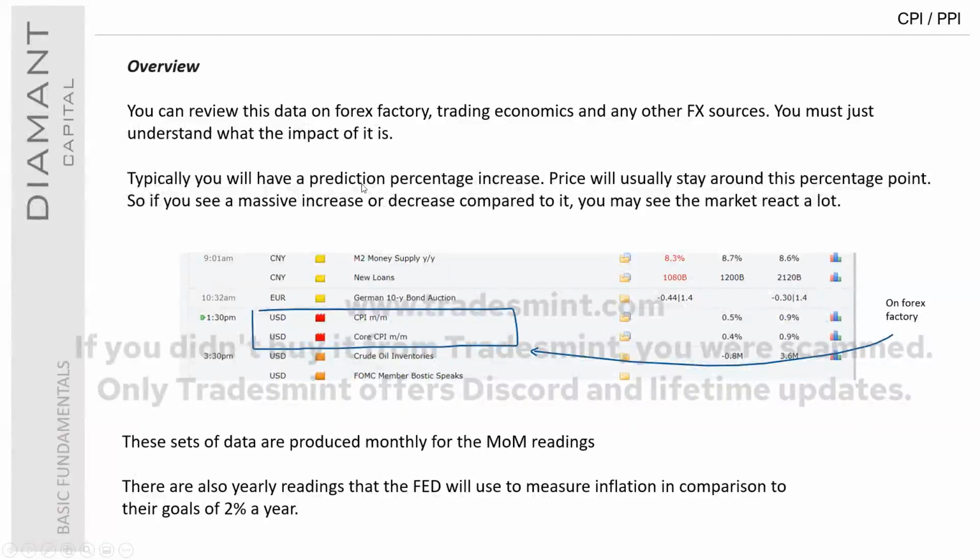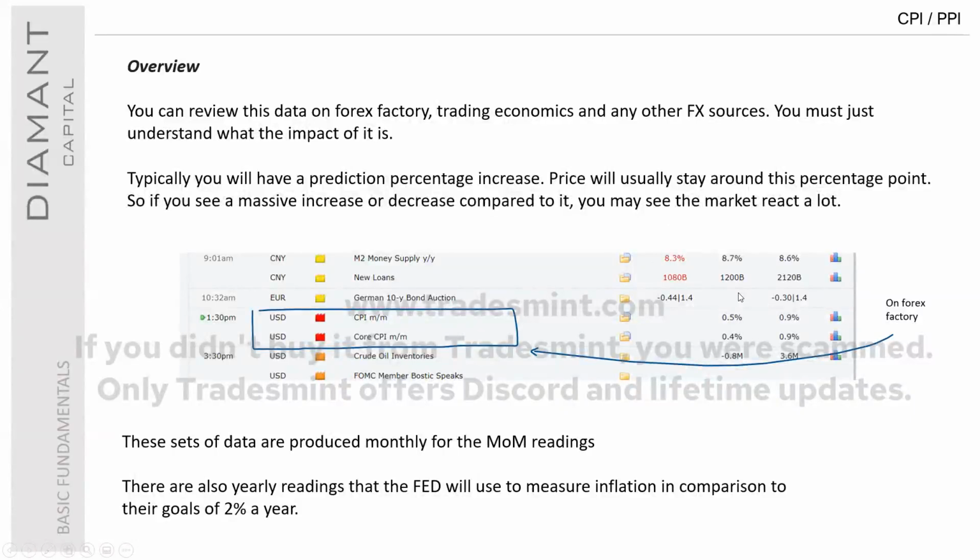Now, if 0.5% is the estimate for the next month, but you see a massively fluctuating number, and in this case massive would be just a few decimal percentage points, for example 0.1% instead of 0.5%, or the other way around, where it's very inflationary at 0.9% or even more, going up to 1% inflation for that month would be a lot. That's where you start to see massive swings in the market.